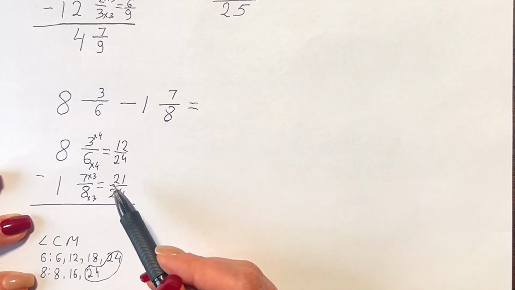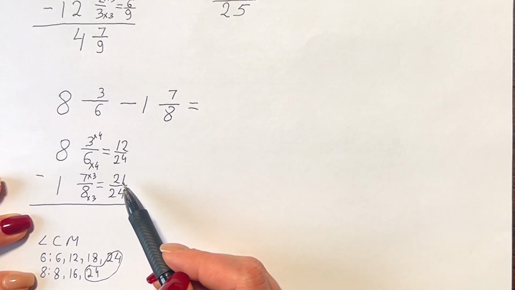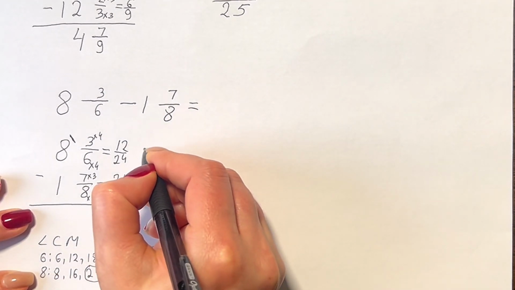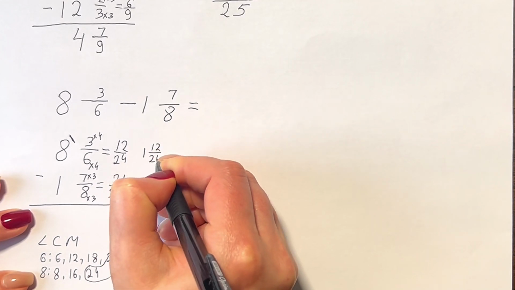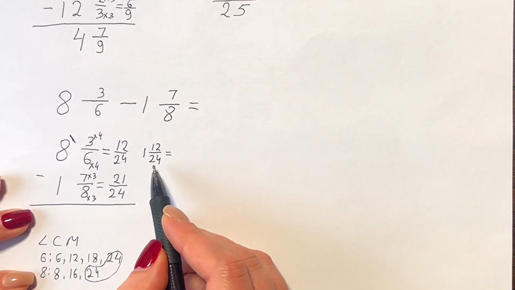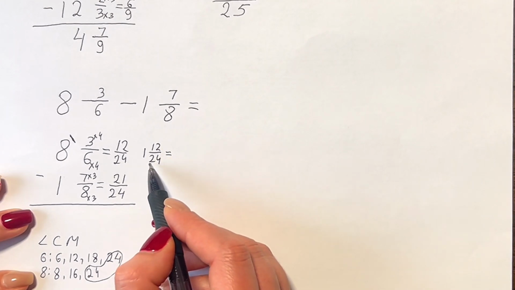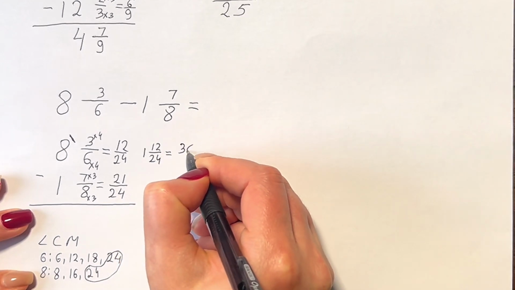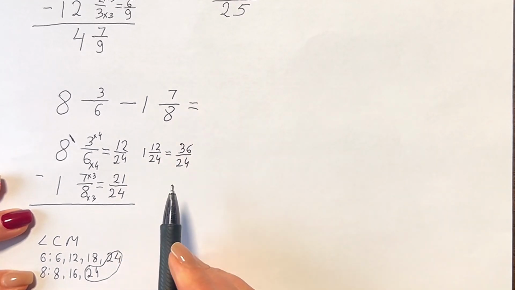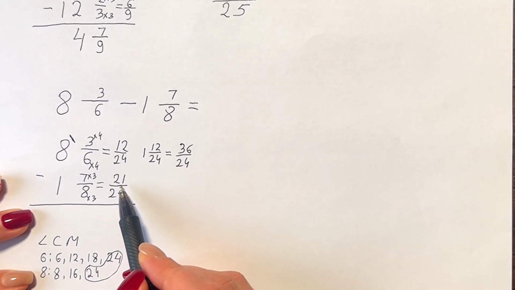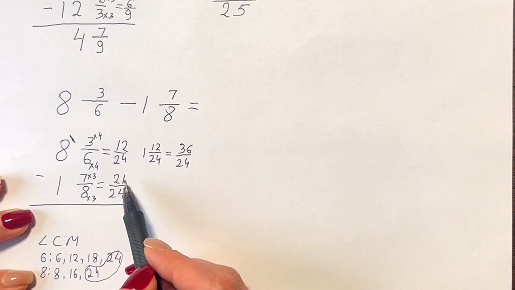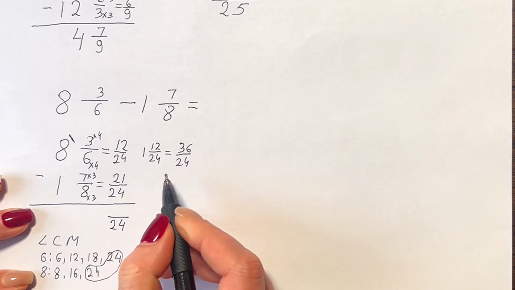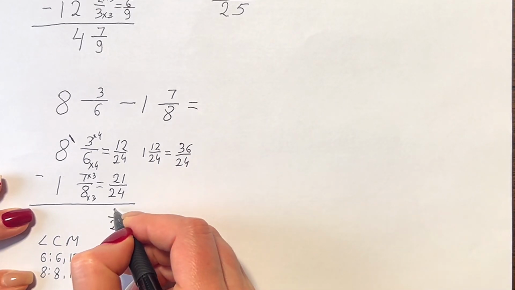Okay, 12 is less than 21, so I'm not going to be able to subtract. I'm going to borrow from the whole number, and I'm going to give to the fraction. It's going to be 1 and 12 over 24. Now, I'm going to make this an improper fraction. 24 times 1 plus 12 is 36 over 24. Now 36 is greater than 21. I can subtract them. 36 minus 21 over 24. 36 minus 21 is 15.